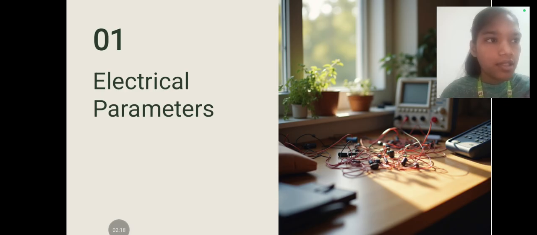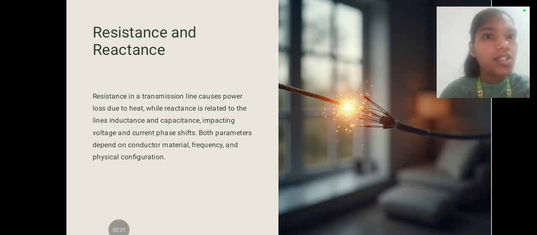Electrical parameters. Resistance and reactance. Resistance in a transmission line causes power loss due to heat, while reactance is related to the line's inductance and capacitance, impacting voltage and current phase shifts. Both parameters depend on conductor material, frequency and physical configuration.